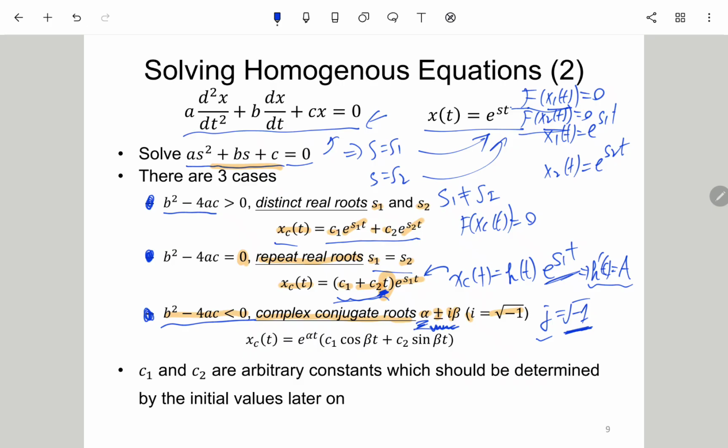In that case, if we have complex conjugate roots like this, the complementary solution or the homogeneous solution will be exponential to alpha t, which means you put the real part here, and then you put the imaginary part here: C1 cosine beta t plus C2 sine of beta t. This is hard to imagine. Originally you just assumed the solution to be an exponential function, so why does some trigonometric function come out? Let me tell you something.